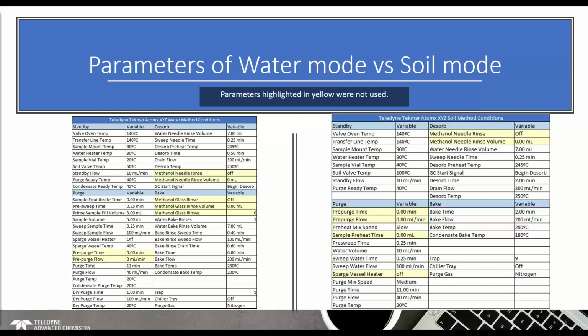Please note that those highlighted in yellow were not used in this demonstration, mainly the pre-purge times for both the water and soil, which were unnecessary, and the methanol rinses were also unnecessary. For the soil, we also needed to use the heat for the sparge vessel, as well as the sample preheat time.